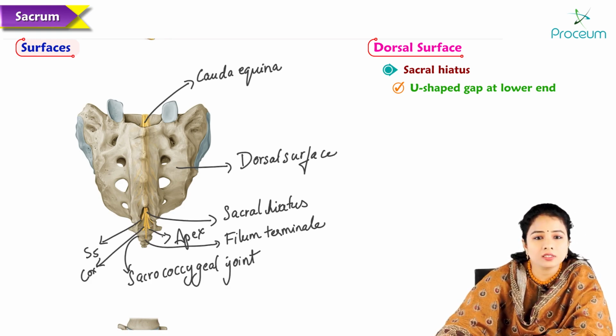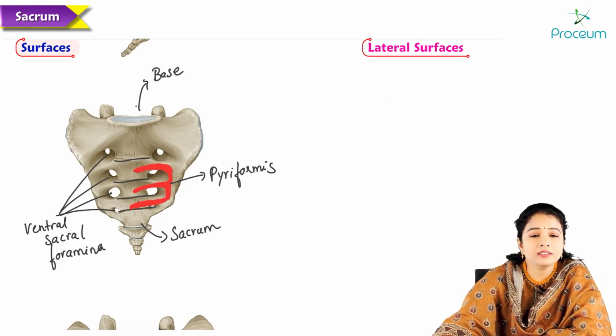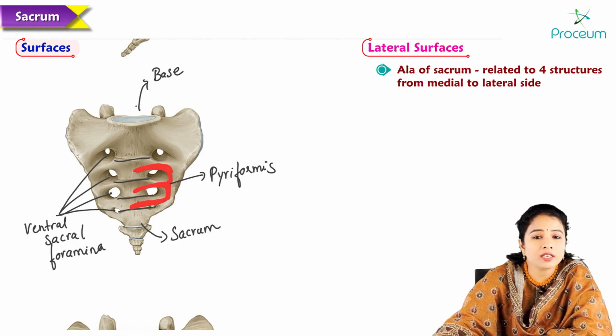So these are the structures exiting out through the sacral hiatus. The four dorsal foramina transmit the dorsal rami of the corresponding upper four sacral spinal nerves. The lateral surfaces, the ala of the sacrum, is related to four structures from medial to lateral side. We can remember the abbreviation as OILS.